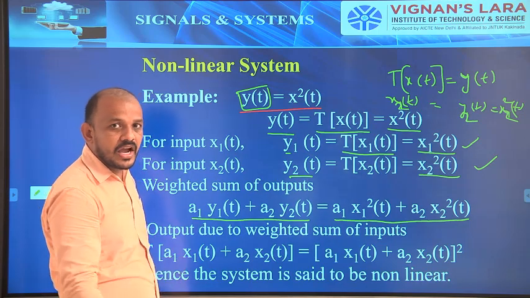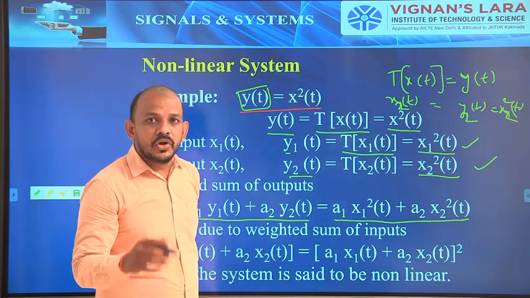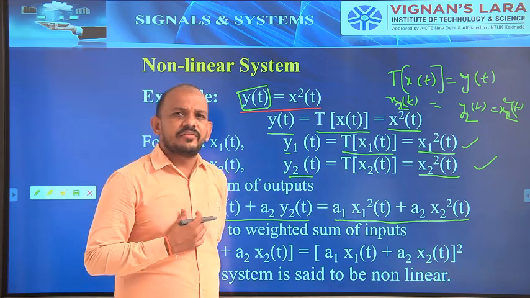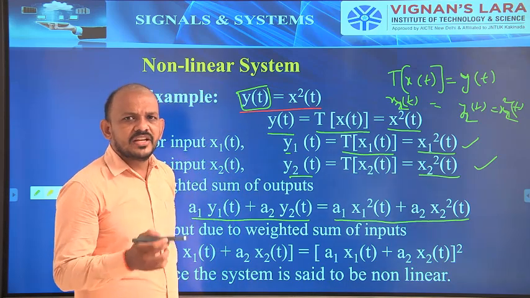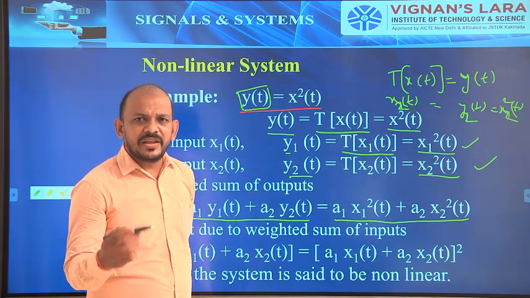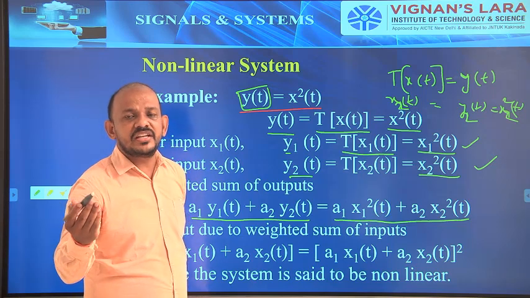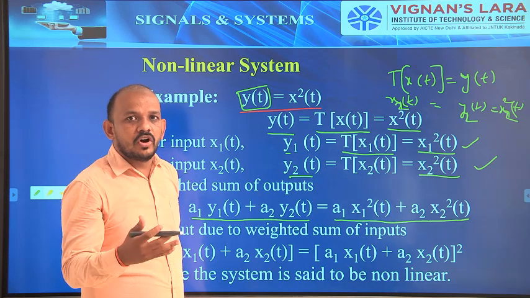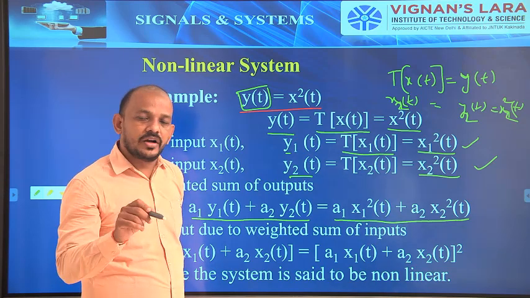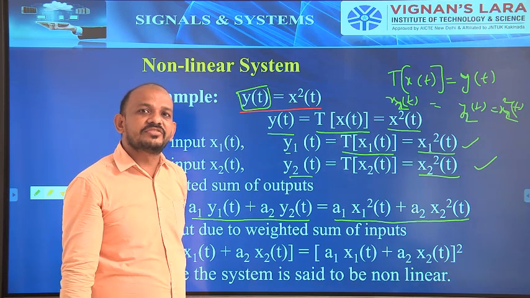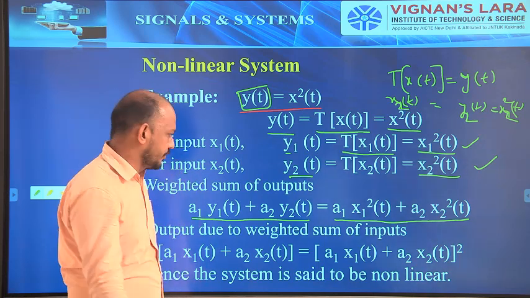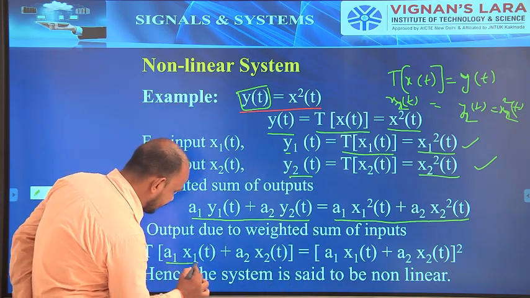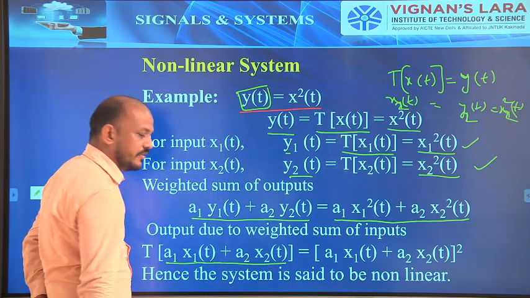Now what I have to calculate? I have to calculate the output due to the weighted sum of inputs. First I need the weighted sum of inputs. So the weighted sum of inputs is a1 x1 of t plus a2 x2 of t. For that I need the output. So output is nothing but the transformed version of a1 x1 of t plus a2 x2 of t. So this is the weighted sum of inputs.